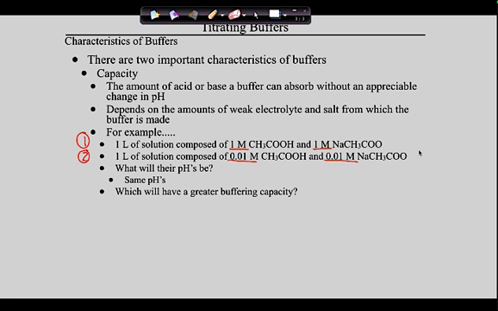And how many times more? 100 times more. Because this is 1 molar, that's 100th molar. So the top buffer will be 100 times more effective because it contains 100 times more stuff. You get the idea? So fundamentally, the idea is the more stuff that you make a buffer out of, the more effective the buffer will be.